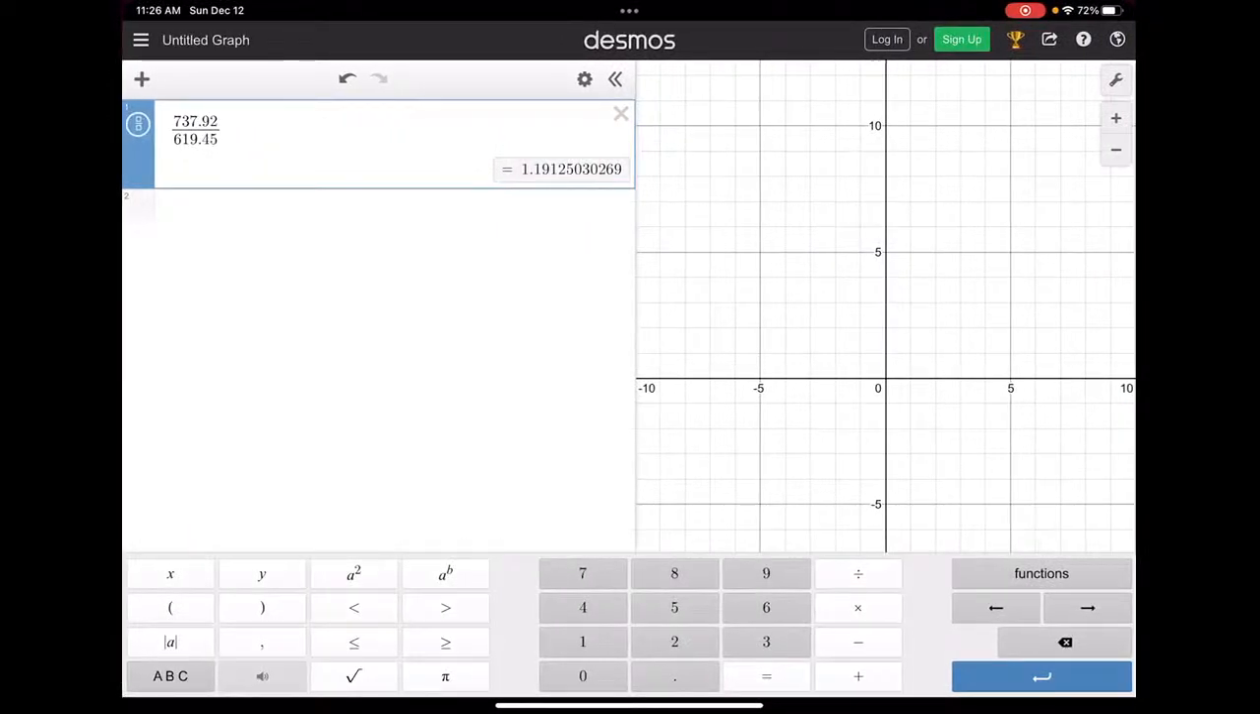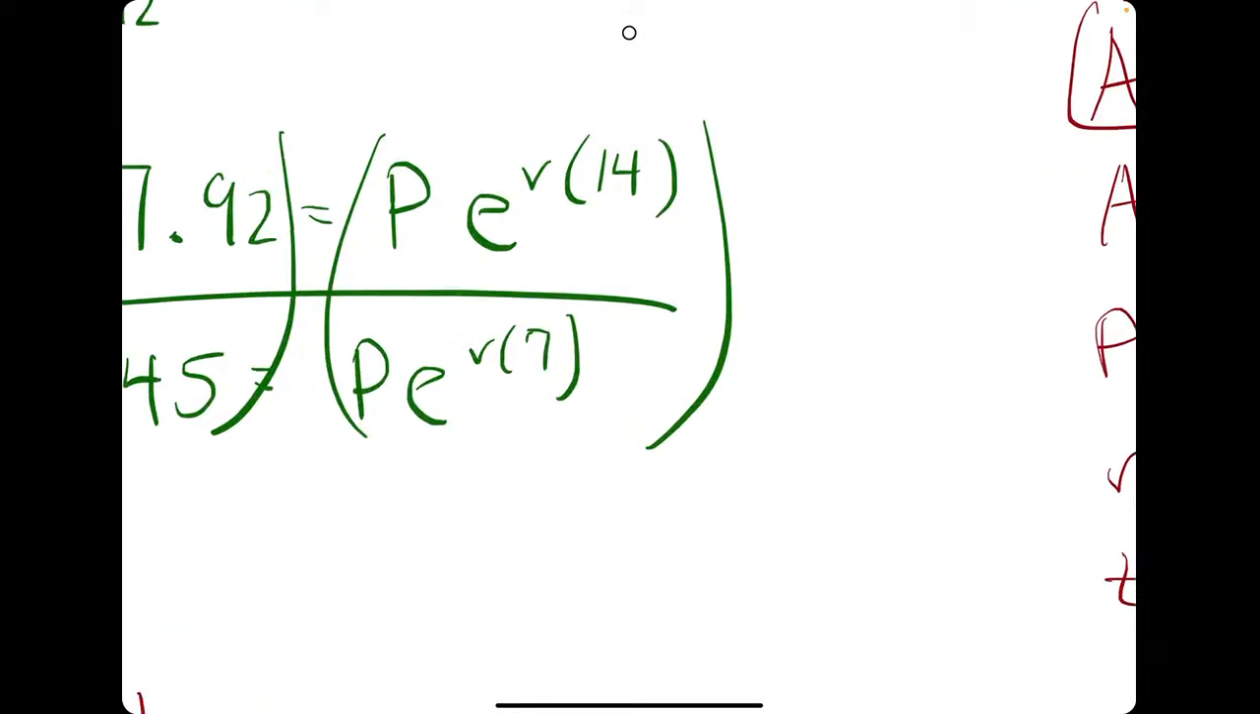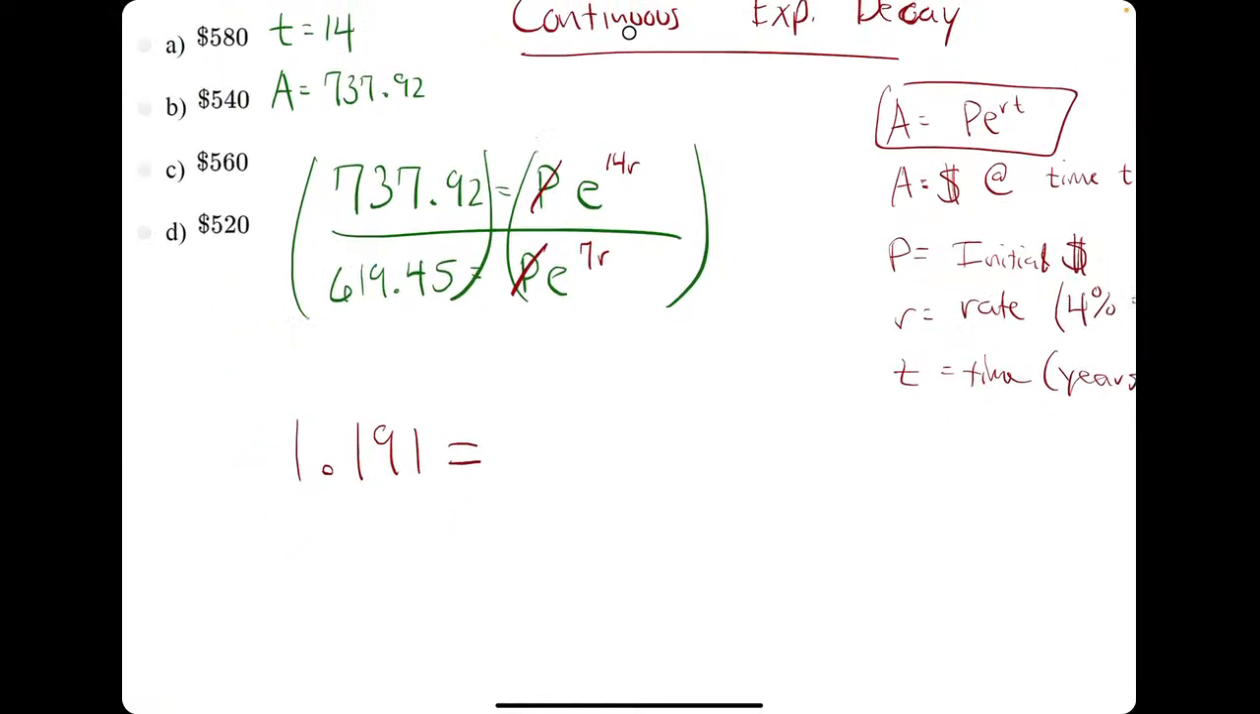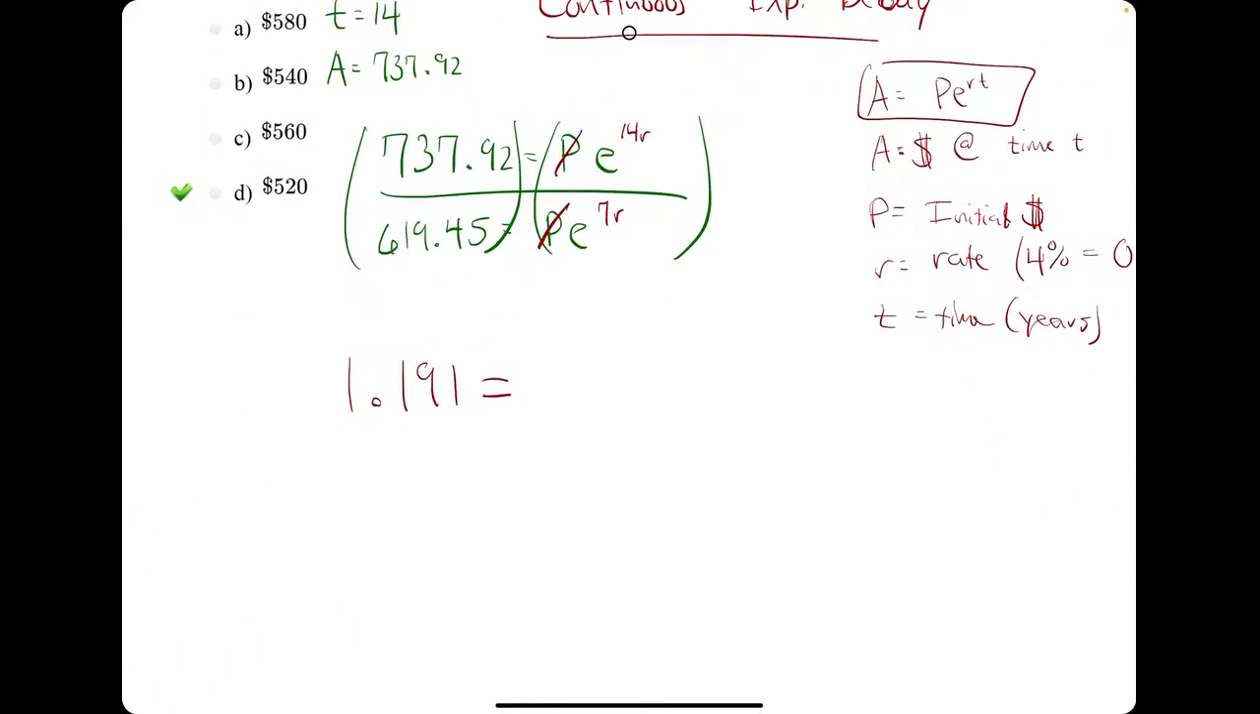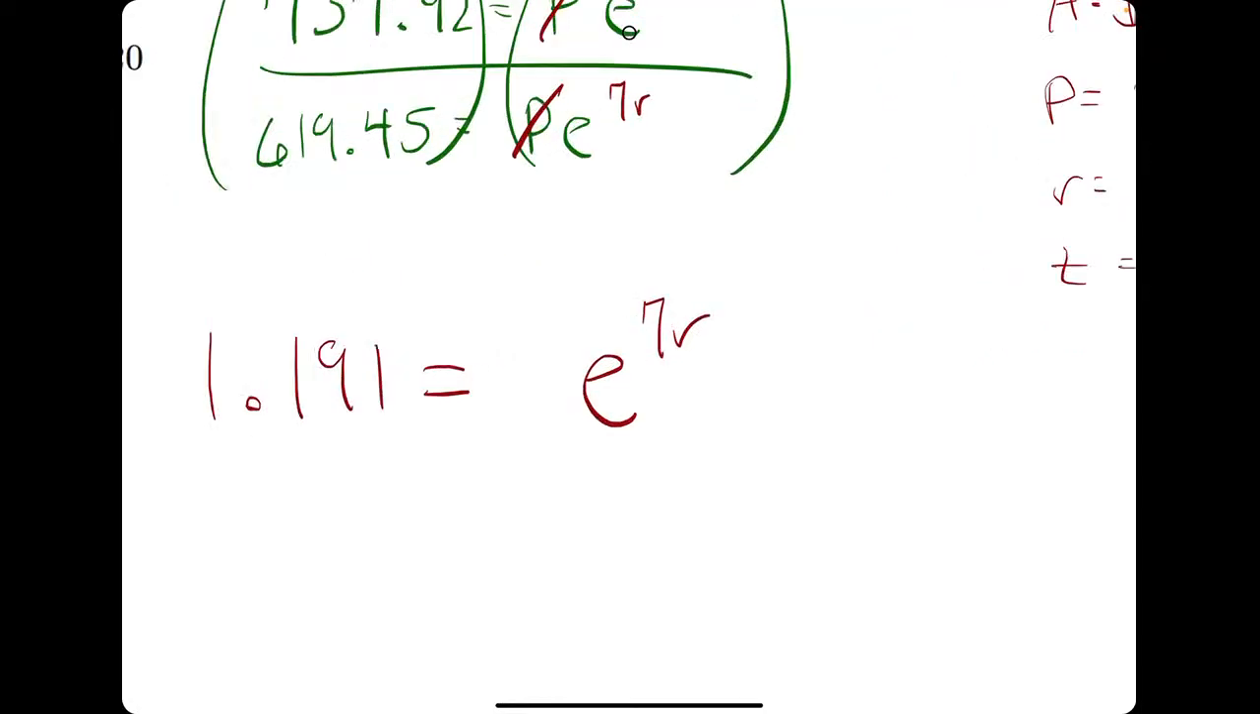1.191 on the left. And then on the right side, let's talk about what happens. We have P times e to the 14r on top, and on the bottom we have P times e to the 7r. P and P on top and bottom will cancel. And then the question is e to the 14r divided by e to the 7r. How will that simplify? When we have the same base with different exponents divided by one another, we subtract their exponents. So 14r minus 7r is 7r.